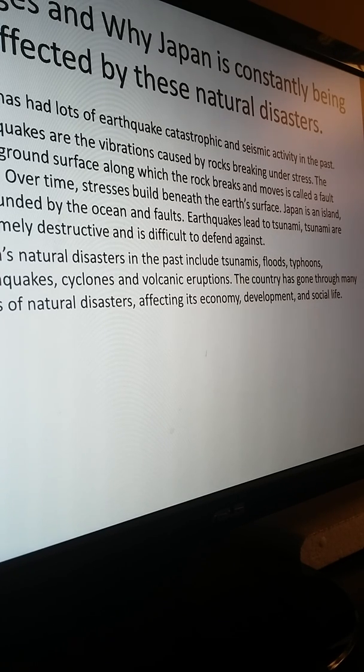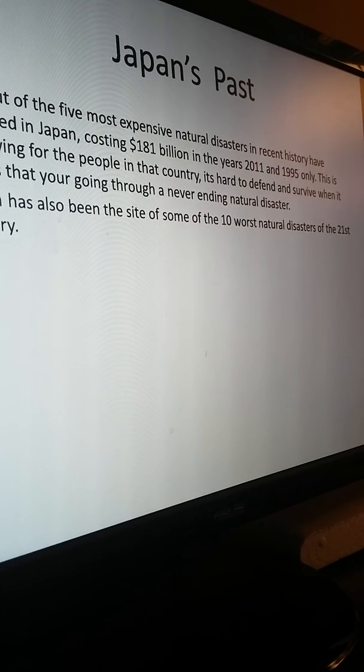All of Japan's natural disasters in the past include tsunamis, floods, typhoons, earthquakes, cyclones, and volcanic eruptions. The country has gone through many years of disasters affecting its economy, development, and social life. My last point is Japan's past.